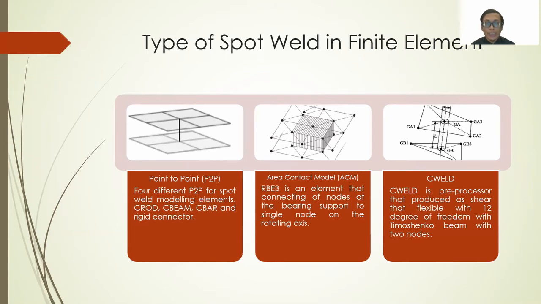The second one is the area contact model, ACM. RBE3 is an element that connects nodes at the bearing support to a single node on the rotating axis. Lastly is C-weld. C-weld is a preprocessor that produces a flexible shear with 12 degrees of freedom with a Timoshenko beam with two nodes.